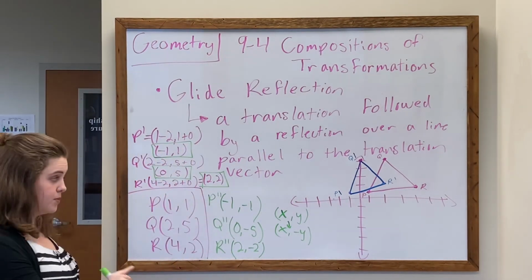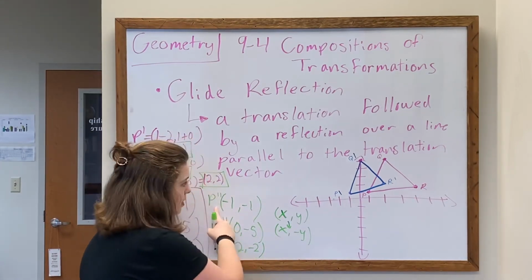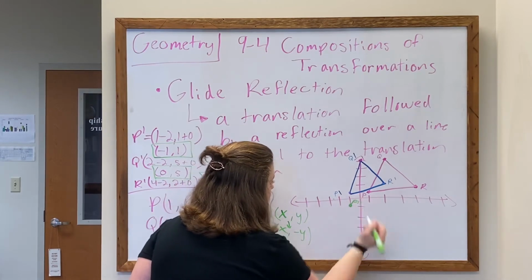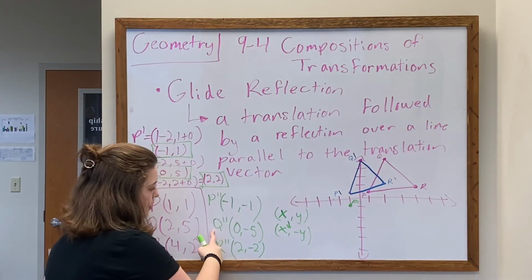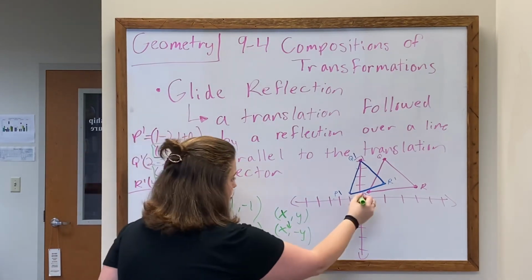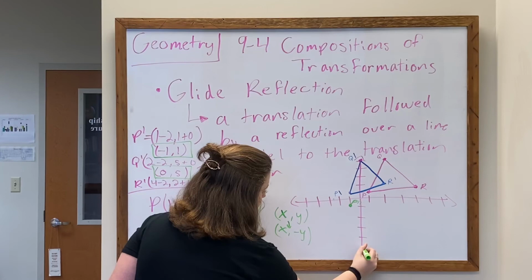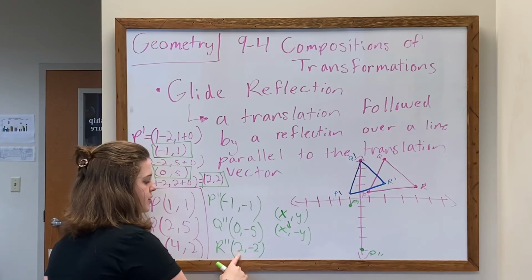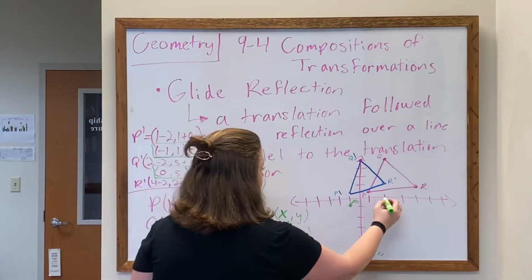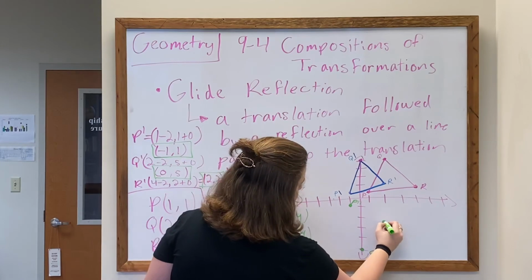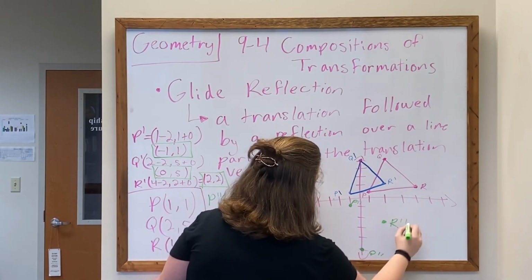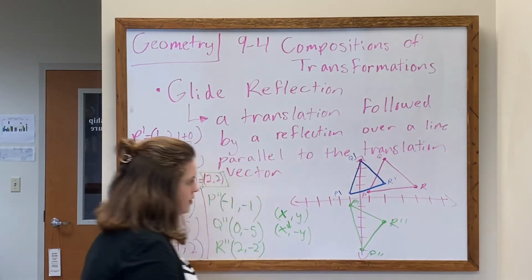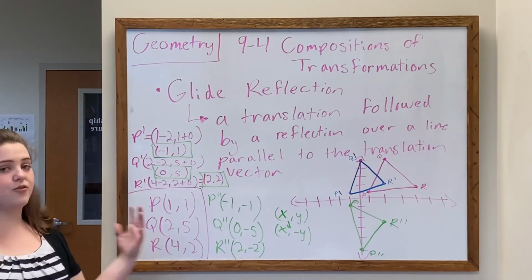Okay, now we're going to graph these points. My P double prime is at -1, -1. This is our P double prime. Our Q double prime is going to be 0, -5, so we're going to stay at 0 and go to -5. There's our Q double prime. And our R double prime is 2, -2. So I'm going to go over 2 and down 2. That's our R double prime. Then I'm going to connect my dots. Okay, so this is our final triangle.